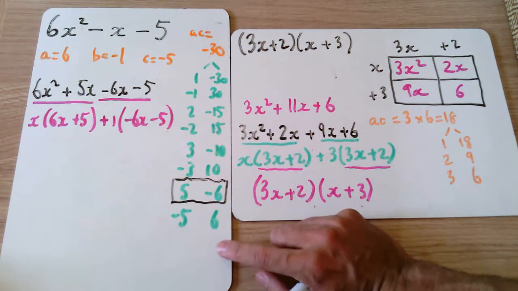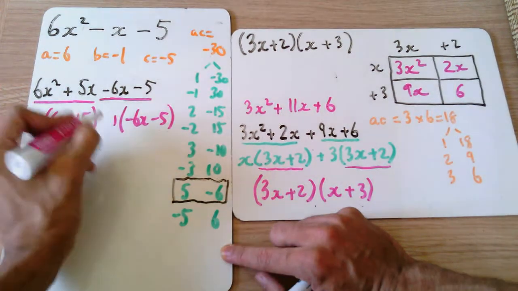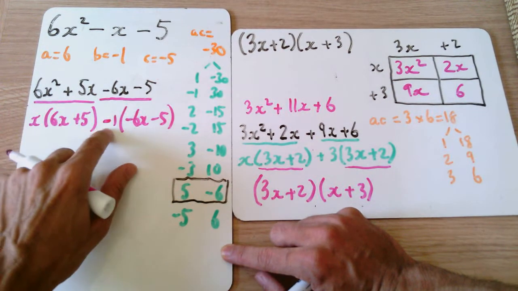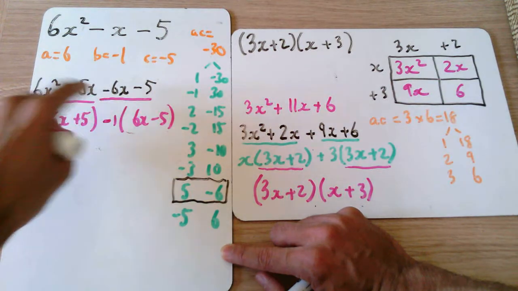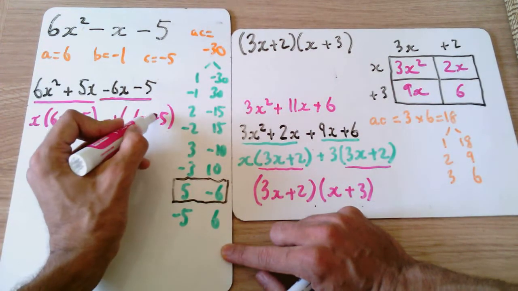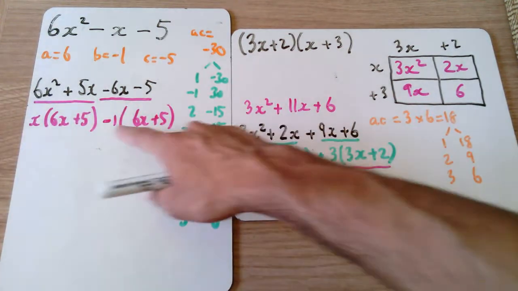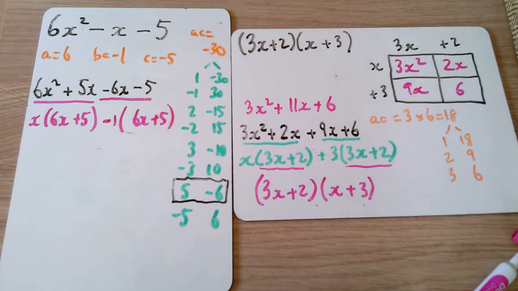So the other common factor I could have taken out was not just plus 1, it would have been minus 1. If I take out a factor of minus 1 would multiply with 6x to give minus 6x, and minus 1 times plus 5 would give us minus 5 when we expand it out. Now we can see those two common factors are the same. 6x plus 5 is the same on both sides.